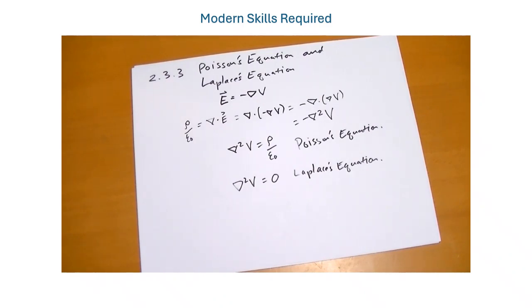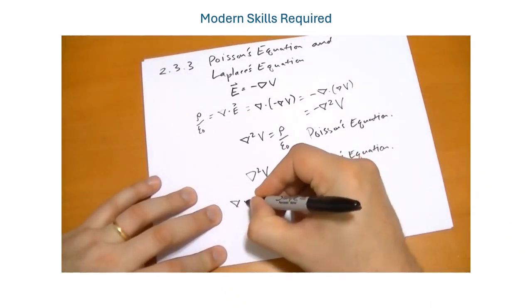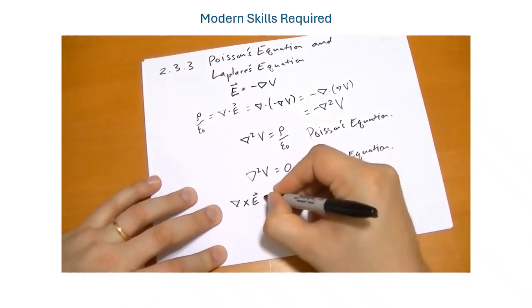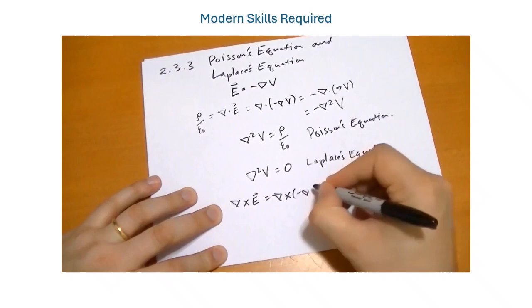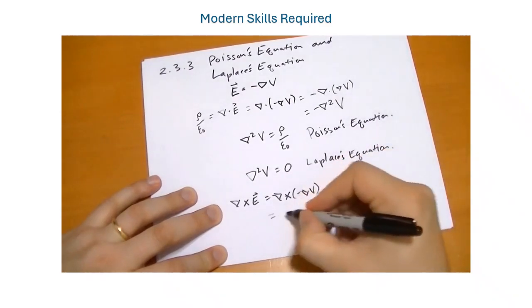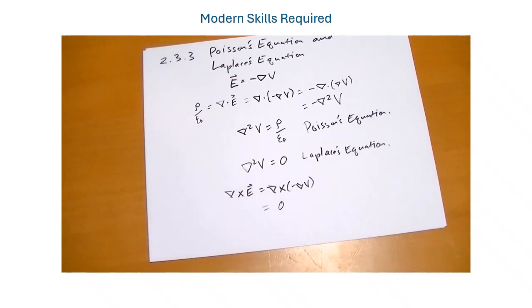The other interesting thing is what happens when you take the curl of the E vector. So that's the curl of minus the gradient of V. Well, no surprise there, that's going to be 0. So the curl of any gradient is, of course, 0. So in truth, the fact that the electric field isn't curly gives us the potential in the first place. So this is basically stating what we already assumed to be true.